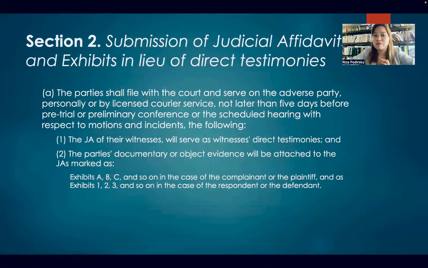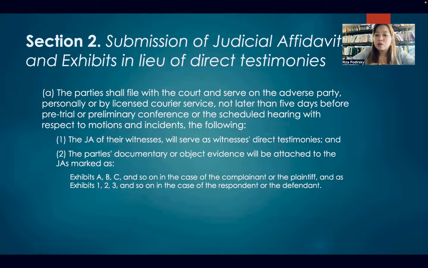Next, submission of the judicial affidavits and exhibits in lieu of direct testimony. So the parties shall file with the court and serve on the adverse party. So what will happen? You, as a lawyer, or the lawyers will file with the court the judicial affidavit. And of course, you have to copy furnish the adverse parties or the defendants. Okay. And what will happen if you have an attachment for it, like documentary or object evidences? Then if there will be attachments, you have to attach them as Exhibit A, B, and C, and so on, in case you are the lawyer for the complainant or the plaintiff.